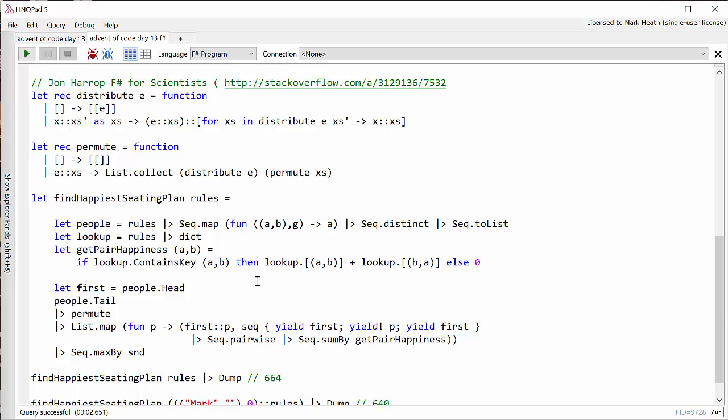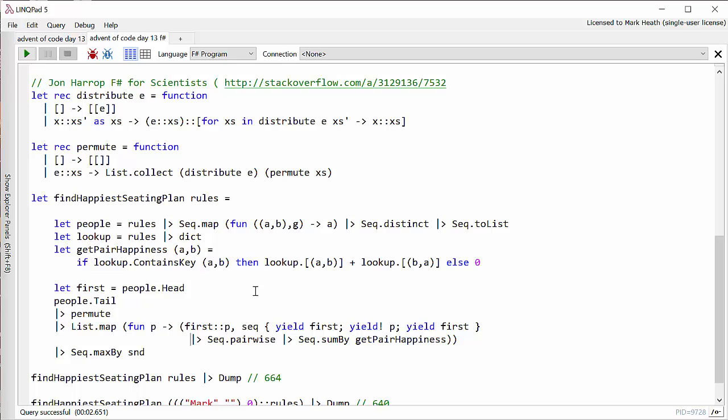However, to help me solve part B more easily, I wrote this getPairHappiness, that you pass in a pair, say Alice and Bob again, and if they're in the dictionary, then we work out the happiness of both ways around of the relationship. And if they're not in the dictionary, we return 0. And of course, when I add myself to the list of people, I won't be in the dictionary because I wasn't in the rules list.